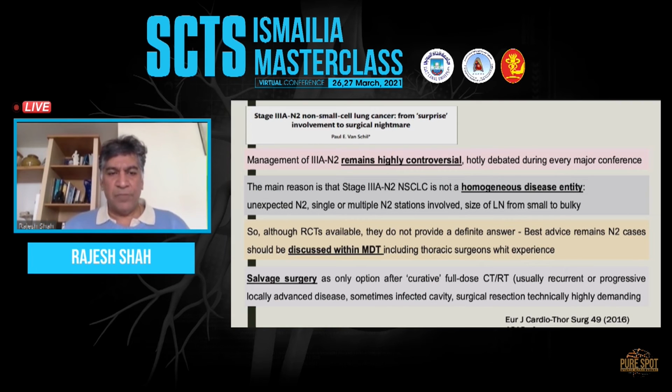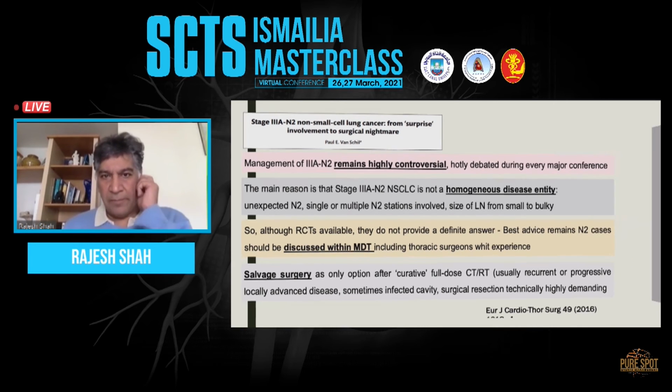Again, it's a complex area of N2 disease. It's not a homogeneous disease entity. All these patients should be discussed within the MDT, and best multimodality treatment in the context of surgery, along with surgery, should be considered. It's important to recognize salvage surgery is the only option sometimes in patients after curative full dose chemoradiotherapy who may not respond fully or who recur after curative chemoradiotherapy.